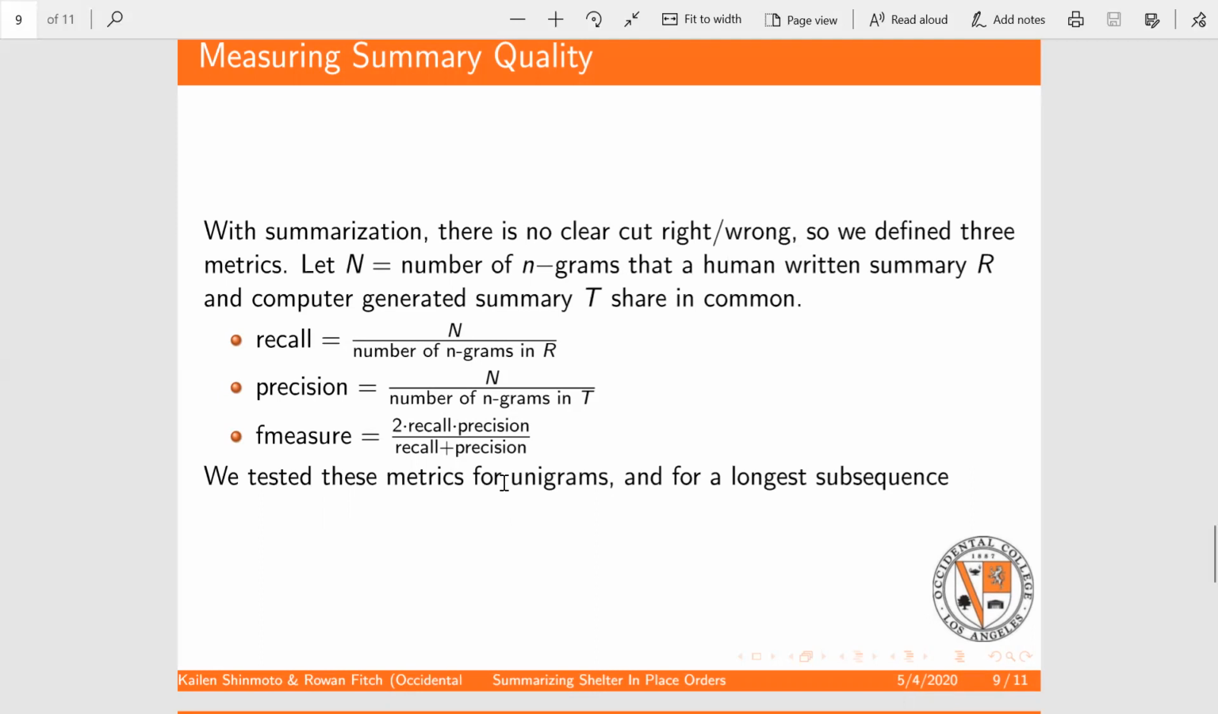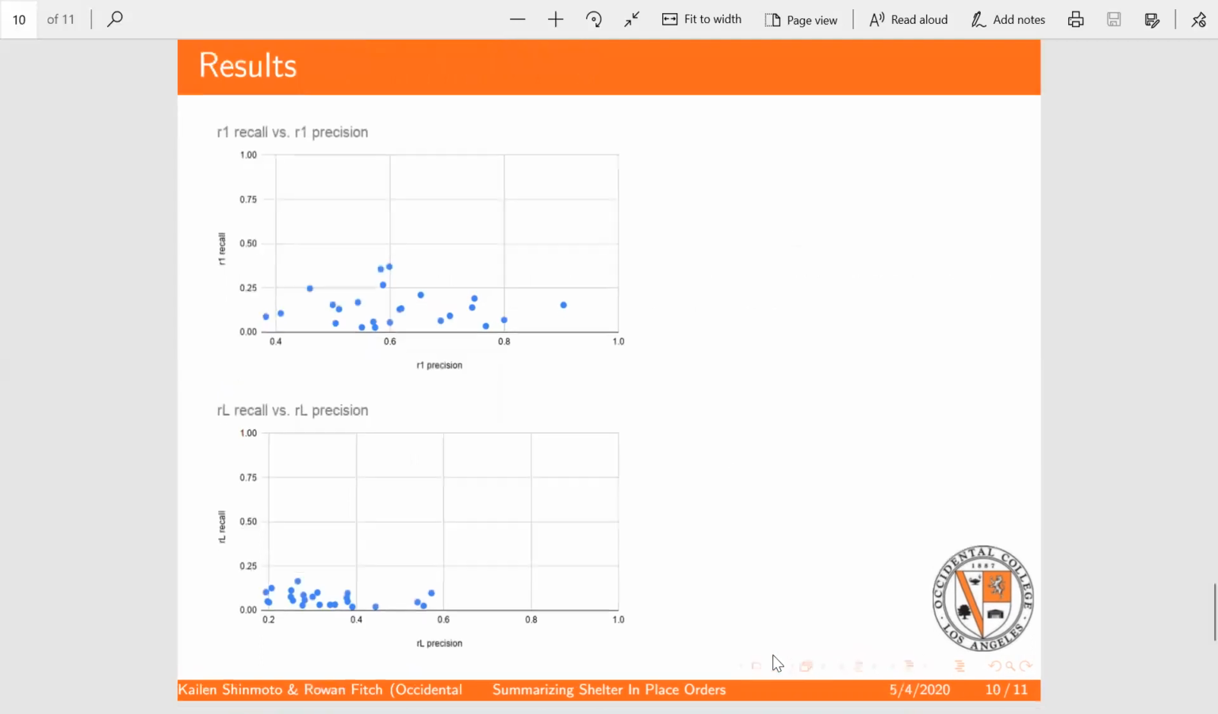We tested these metrics for unigrams. So imagine instead of an n here, it's a 1-gram. And also for the longest common subsequence between the two. Okay, and these are our results. The first graph, R1, represents the common single words between our text summarizations and the human summaries. The second graph represents the longer sentences and groups of words that are common within the two as well.